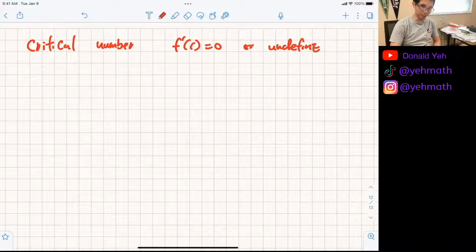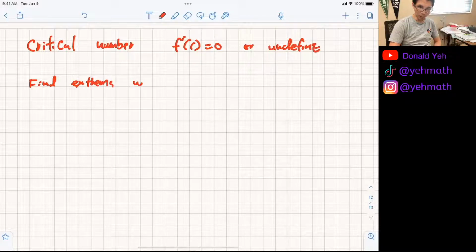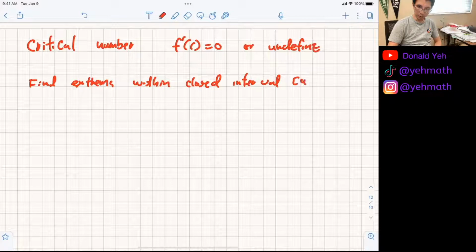And you will have to find extrema on the intervals, within a closed interval, between a and b, right? So you probably have to go through the four steps. First, you have to find critical numbers.